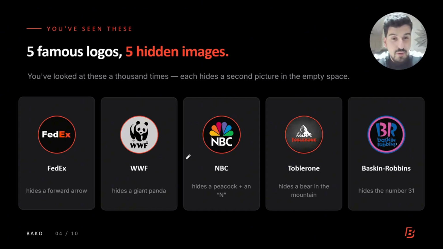Moving on, the Toblerone hides a bear in the mountain. This is a little bit hard to see in this example, but having the bear outside of the mountain would have been too complex, so they simplified this. Moving on to the last example, Baskin and Robbins. They have 31 different flavors, and they capitalized on this idea by using the B and the R, cutting out one side of the B and one side of the R to form the number 31 in the middle.